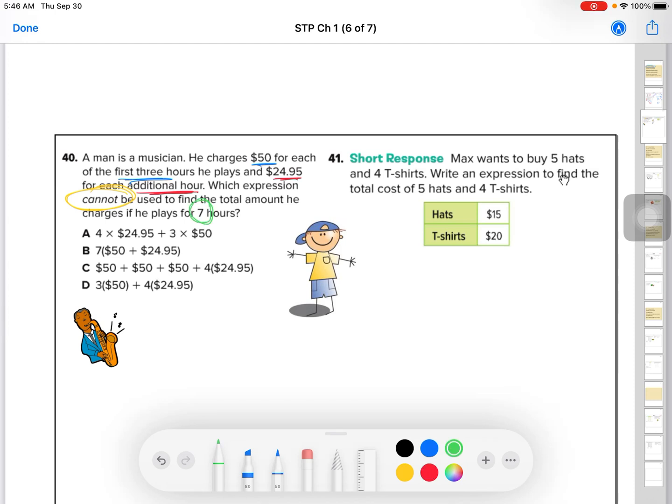Well, if I think about 7 hours, I know the first 3 are 50, so that would be 3 times 50 would be the expression. And then after that, I would add for each additional hour. Well, how many additional hours does he have over 3 if he did it for 7 hours? That would be 4 additional hours. That would be $24.95 a piece.